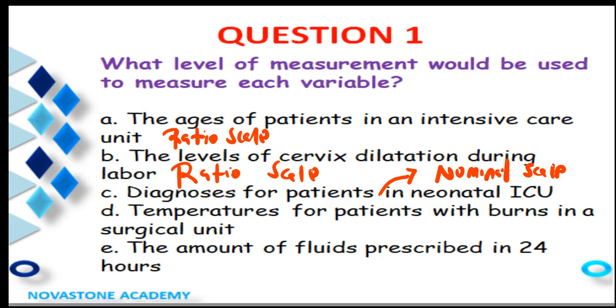Then temperature for patients with burns in a surgical unit. Now temperature, we say this is just an interval, because there's no meaningful 0. Okay, so we talked about that. Then the last one, the amount of fluids prescribed in 24 hours. So the amount can be 0, right? So because it can be 0, this will also be a ratio. You're going to use the ratio scale. Okay, so this is how I approach this one.